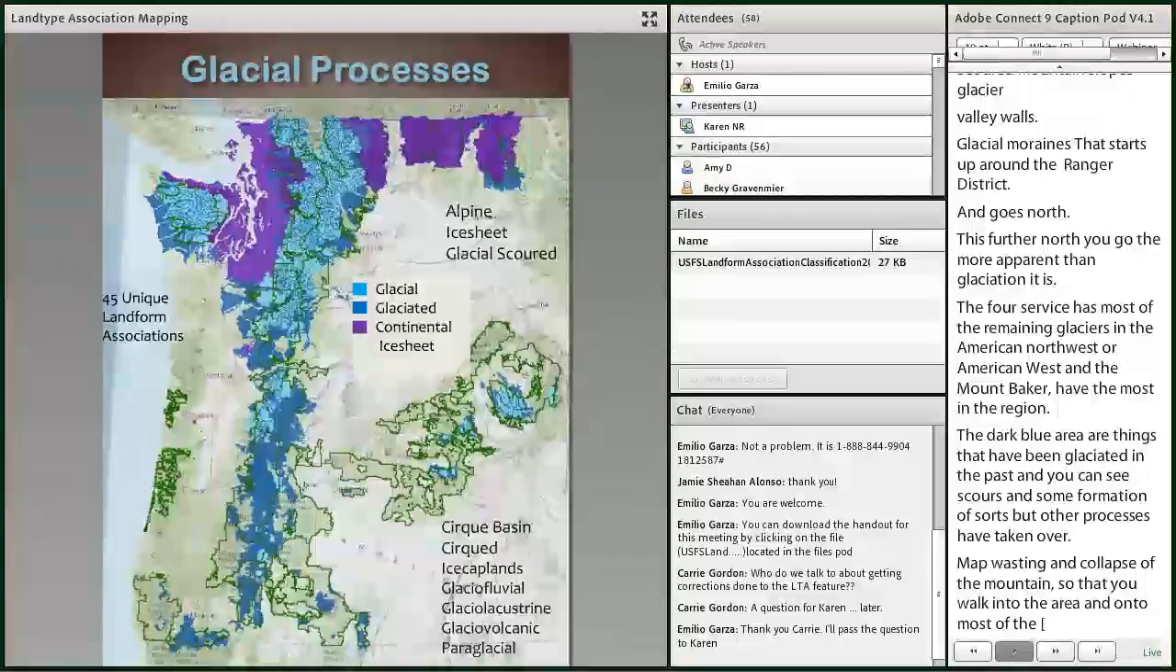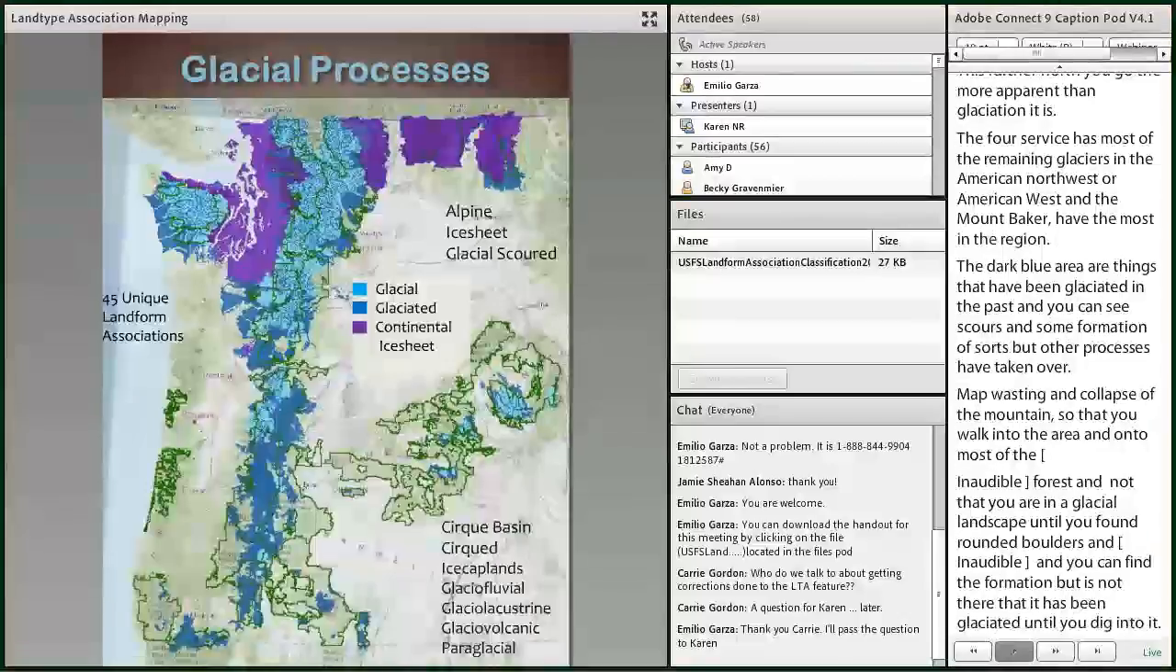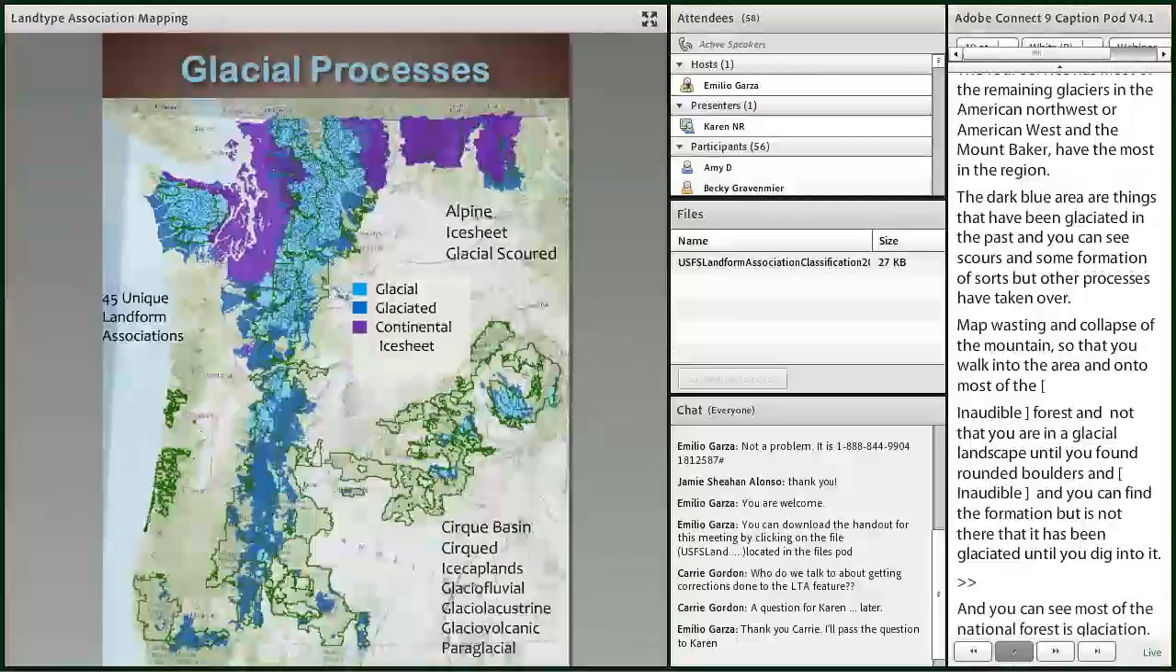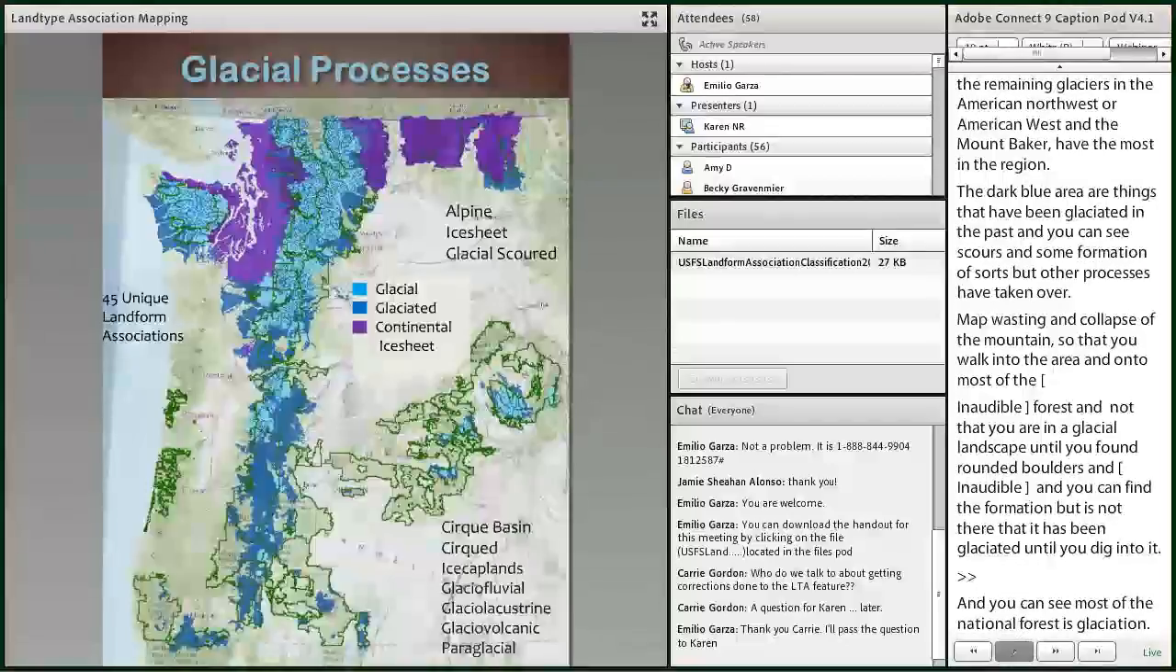And then we have the continental glaciation, the Puget Lobe of the Cordilleran ice sheet, and I'm not sure, the Okanagan lobe over here. And so you can see most of the Colville National Forest was continental glaciation, a good part of the eastern portion of the Okanagan-Wenatchee National Forest as well.